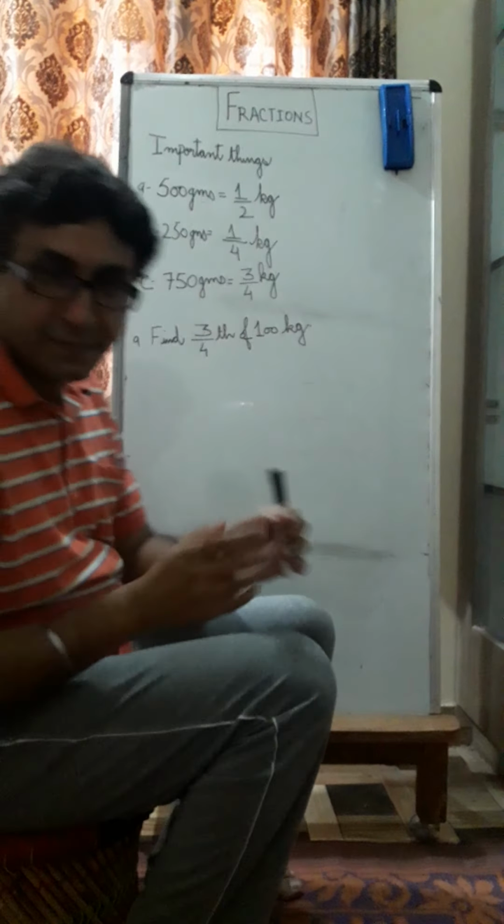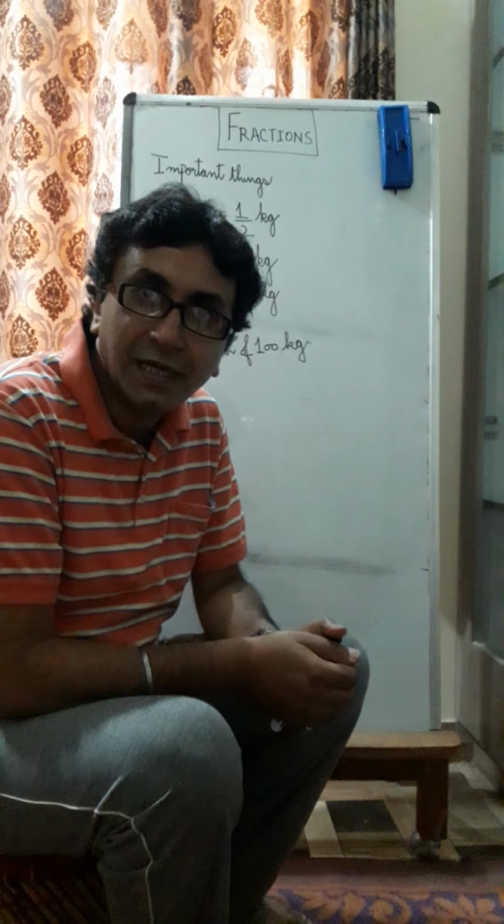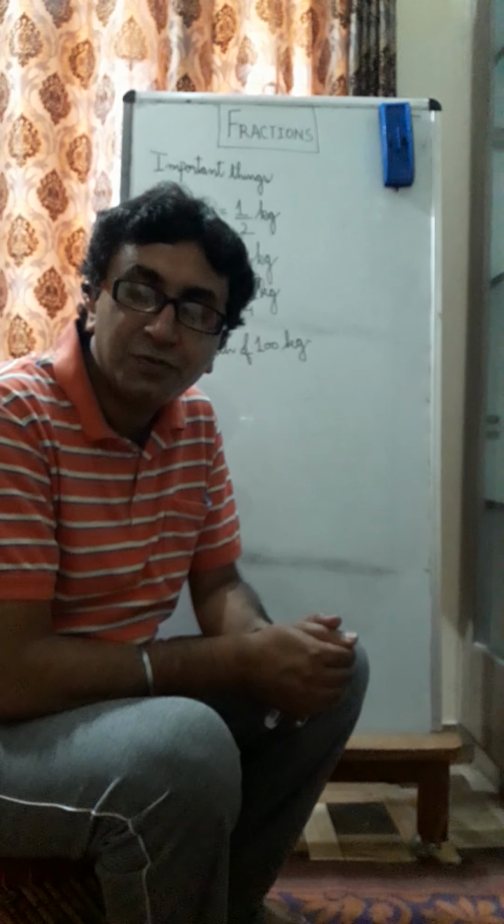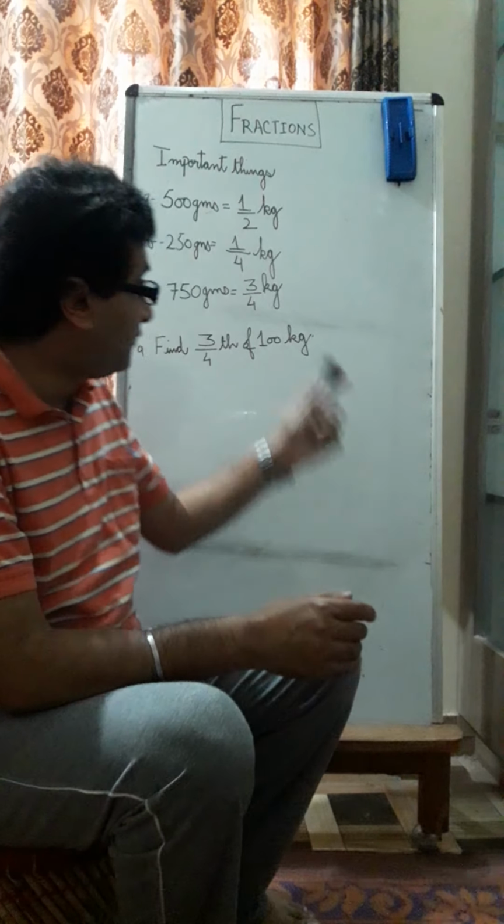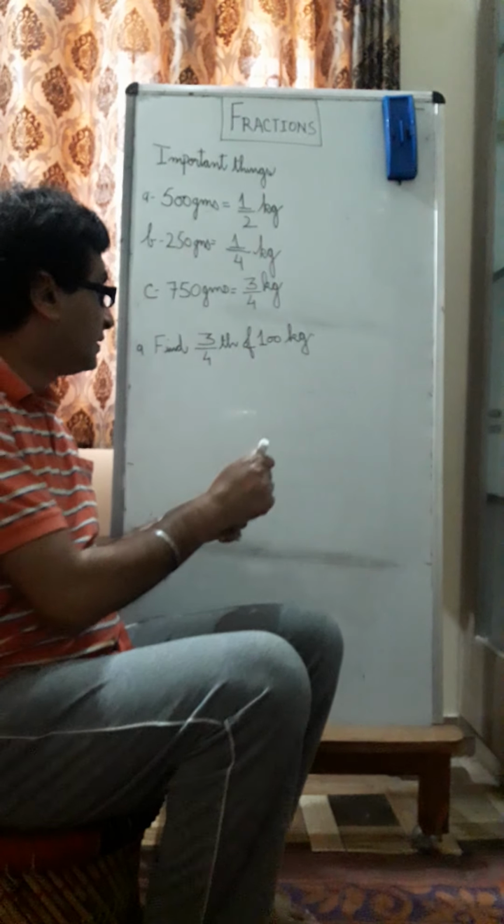500 grams. Now let's suppose your mom gave you some money and she said, you go to the market, Raju, and you buy half kg of beans or 500 grams of beans. So 500 grams actually is half kg. How? That is something which we need to look at.